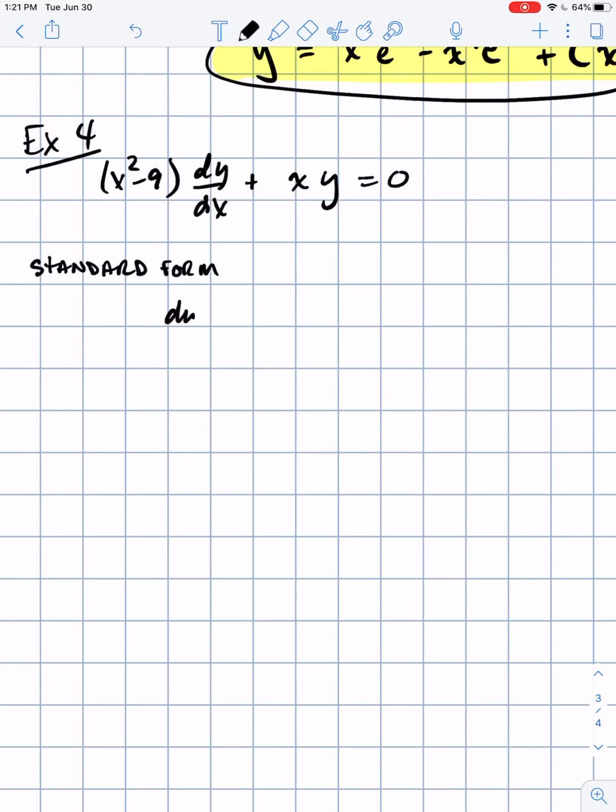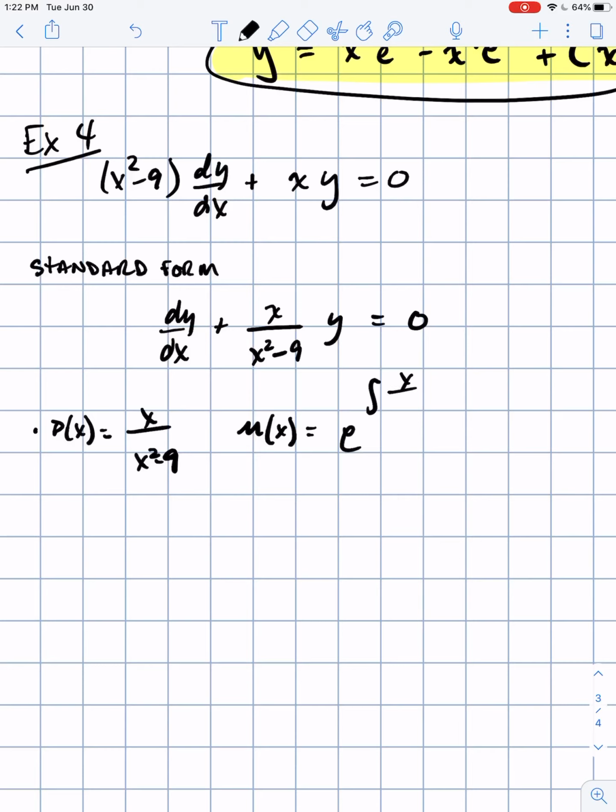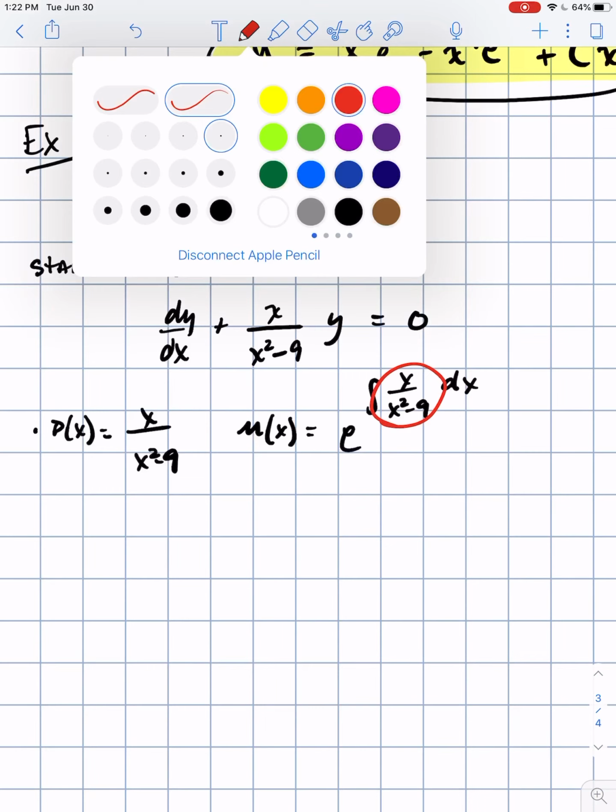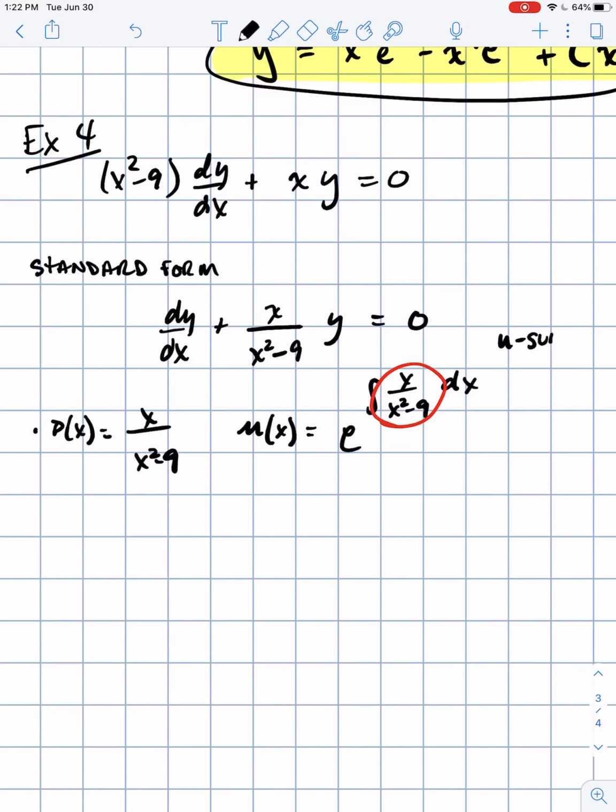It is going to be dy/dx plus x over x squared minus 9 times y equals 0. All right, so our p of x is x over x squared minus 9, and our mu is going to be e to the integral of x over x squared minus 9 dx, right? And here we need to do a u sub. So I'm going to go over u sub with you guys.